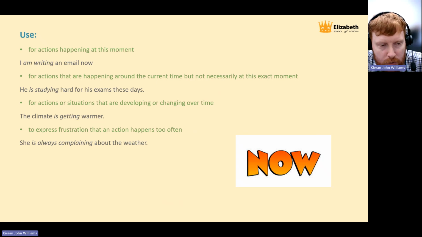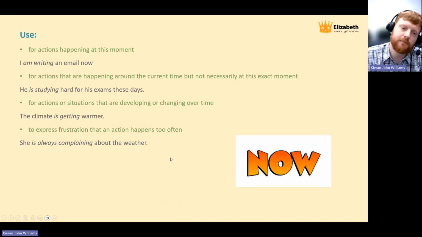Now, this one is a good one. It is to express frustration that an action happens too often. So it could be those nice little annoying things that get on your nerves. You could use present continuous to describe that behavior. Here it says she is always complaining about the weather. So you're frustrated, it happens too often. That's where you use present continuous.